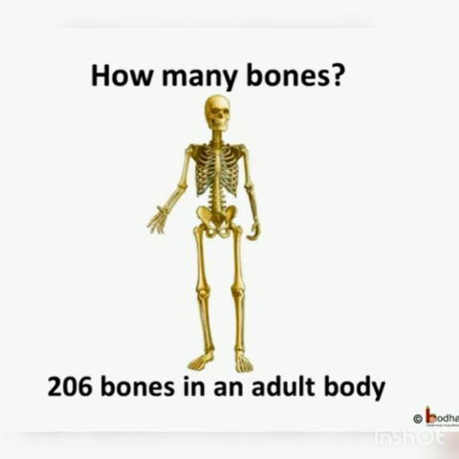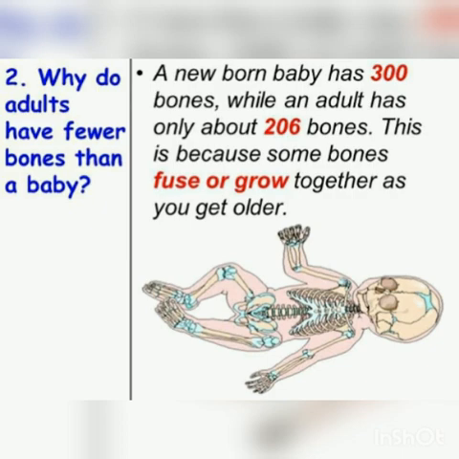Do you know the skeleton of an adult human being is made up of 206 bones of different shapes and sizes? Very interesting question: why do adults have fewer bones than a baby? A newborn baby has 300 bones, while an adult has only about 206 bones. This is because some bones fuse or grow together as you get older.